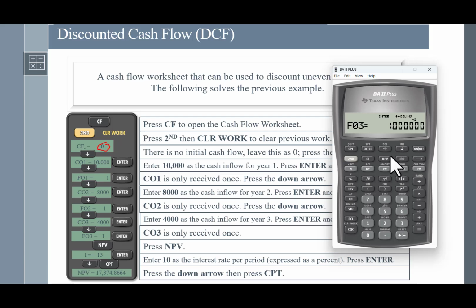But once I've entered everything I need, I will press the NPV button. It's going to ask me for the interest rate, which is 15. Press enter. Then down to the NPV, CPT. 17,374.86644. That's the net present value. In this case, it's also the discounted cash flow because we didn't enter the initial investment. Later on, I will show you how you get a different answer.